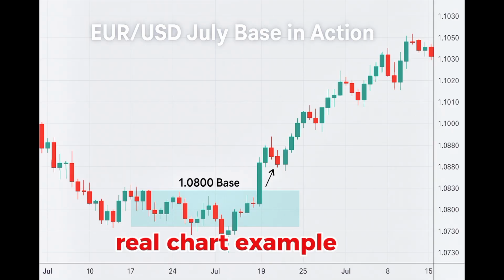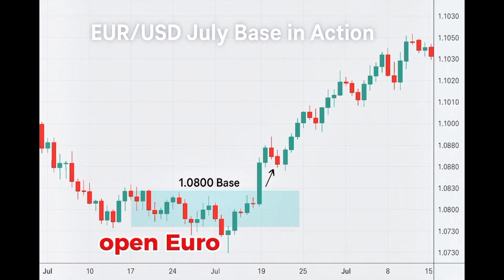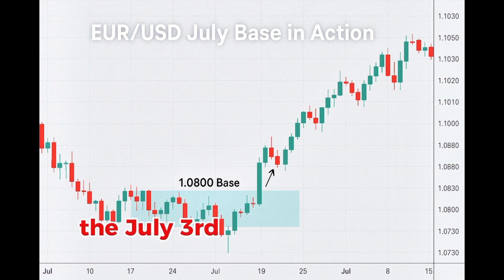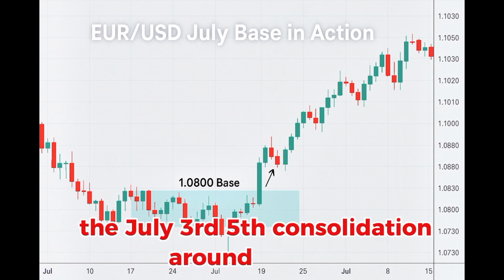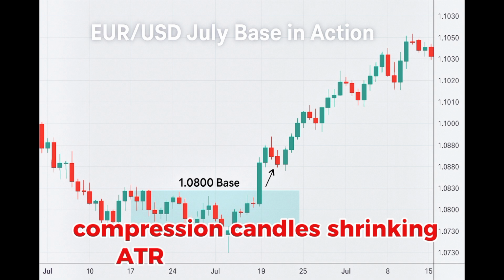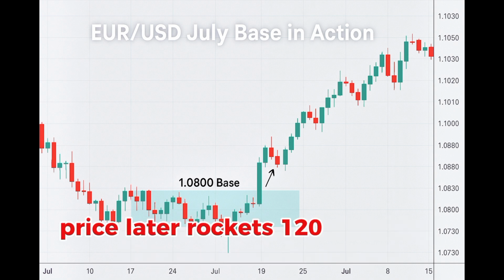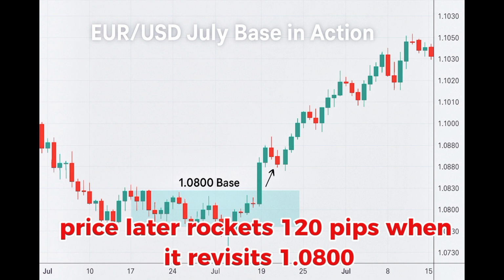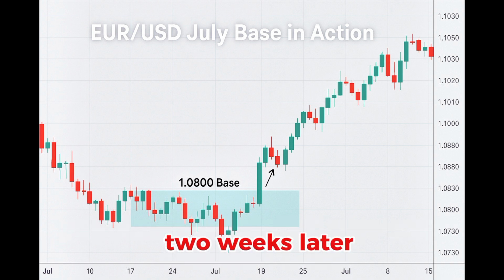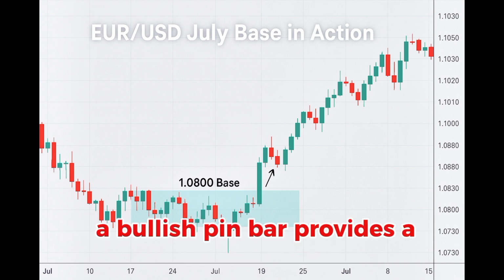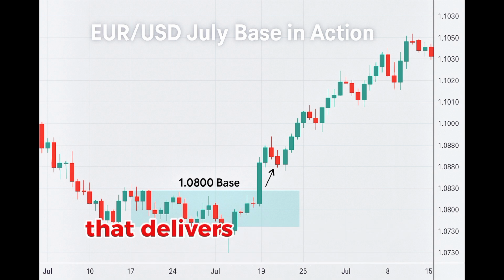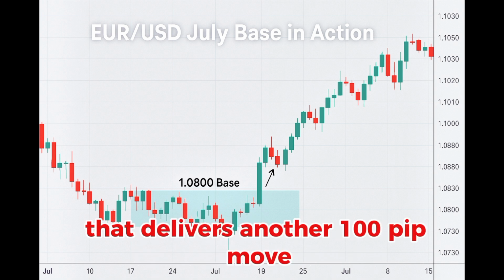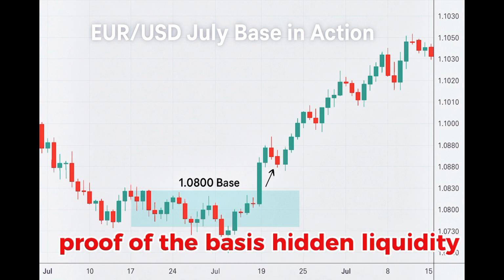Real chart example. Open EUR/USD 4-hour. Note the July 3rd to 5th consolidation around 1.0800, compression candles, shrinking ATR, and a steady VWAP. Price later rockets 120 pips. When it revisits 1.0800 2 weeks later, a bullish pin bar provides a textbook retest entry that delivers another 100 pip move, proof of the base's hidden liquidity.